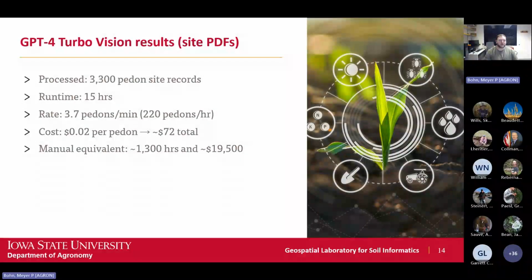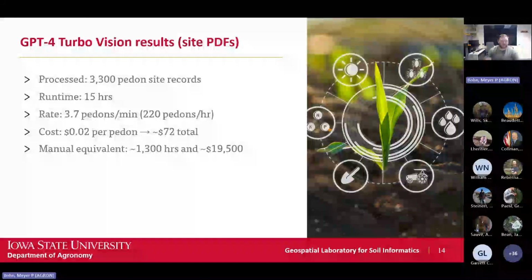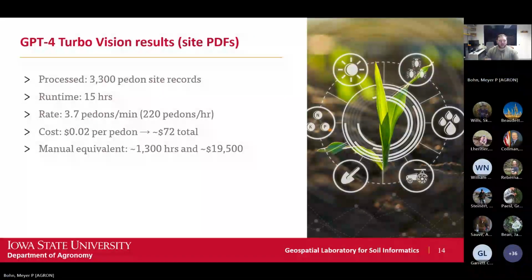With the results, it's just kind of mind-blowing how fast AI worked. In total, it took 15 hours to do it. It was doing about 4 pedons per minute at 2 cents a pedon. So we spent $72 versus the manual equivalent, which would have been 1,300 man hours and 20 grand.